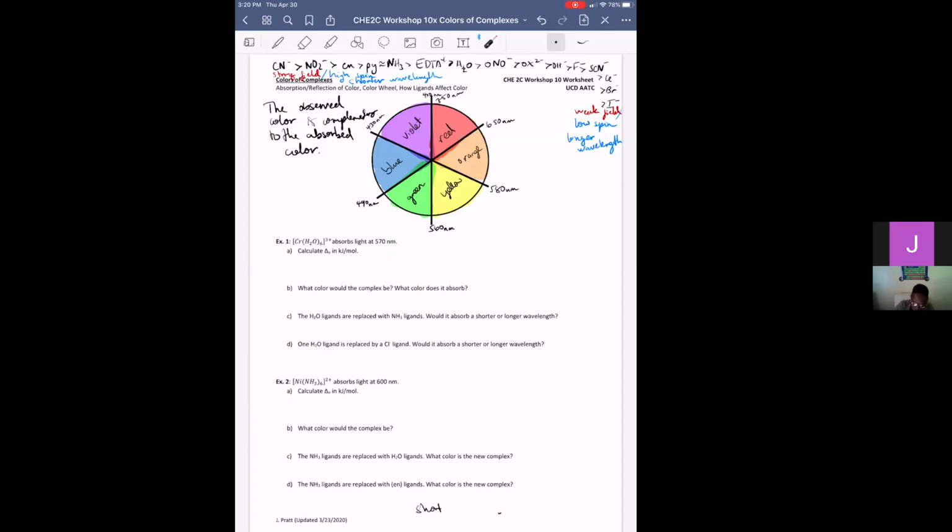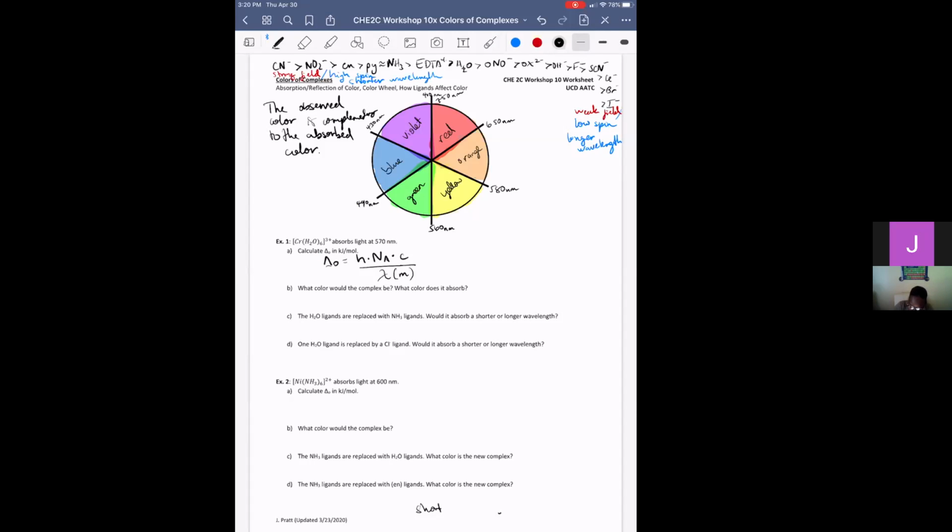And the calculation that we'll use for that, we'll say that our delta O, our octahedral splitting, will be the combination of Planck's constant times Avogadro's number times the speed of light. So all three of the values in our numerator are constants. And then in the denominator, we want the wavelength, but we want the wavelength in meters. So that's the formula that we'll use.